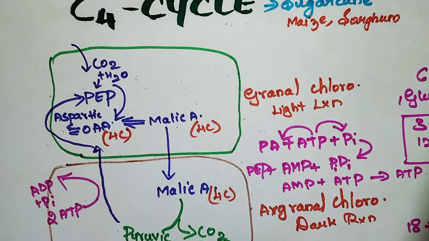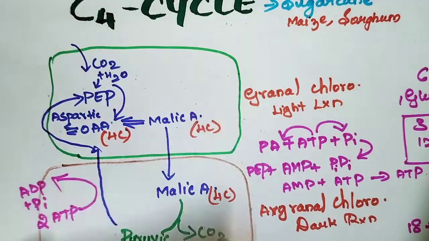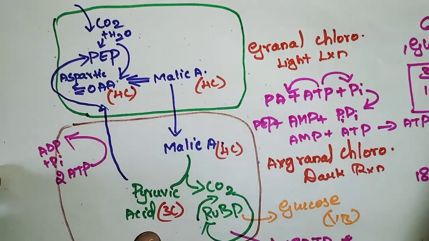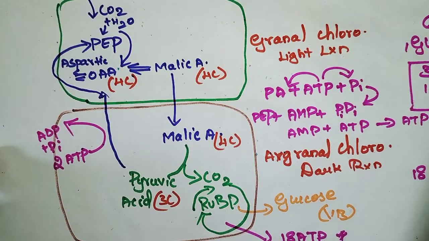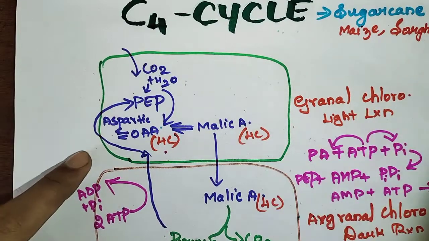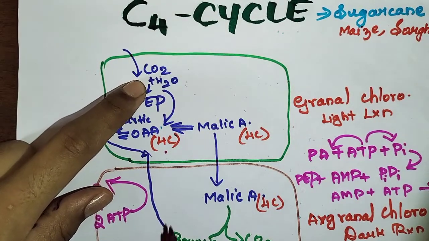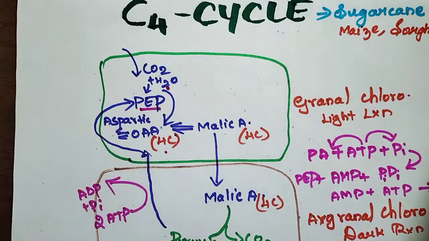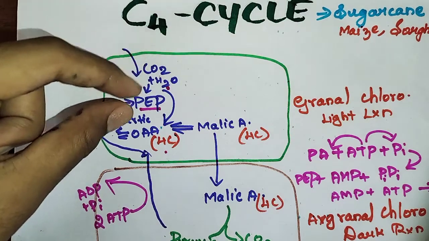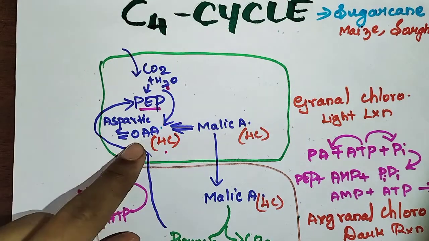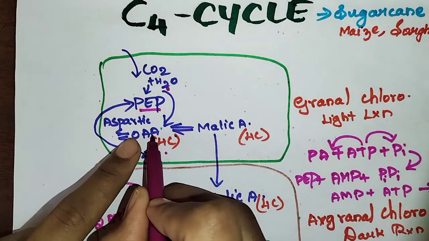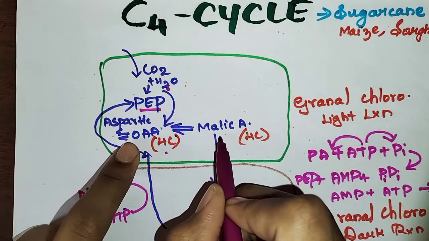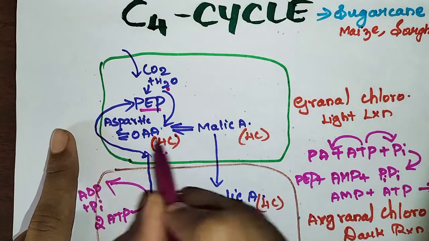C4 cycle won't happen in all plants, only unique plants like monocots plants, but C3 cycle happened in all plants. Clear? This is the bundle sheath cell and this is the mesophyll cells. See here, one review will see. From atmosphere, one carbon dioxide molecule combines with one phosphoenol pyruvate. These two combine to form oxaloacetic acid. This oxaloacetic acid and malic acid and aspartic acid all are isomers.